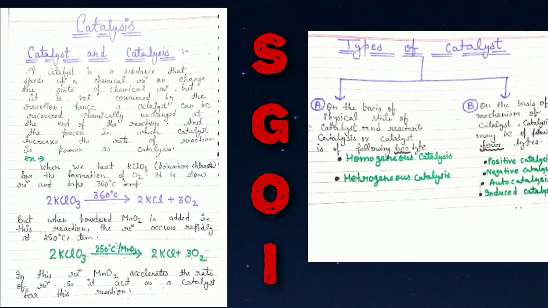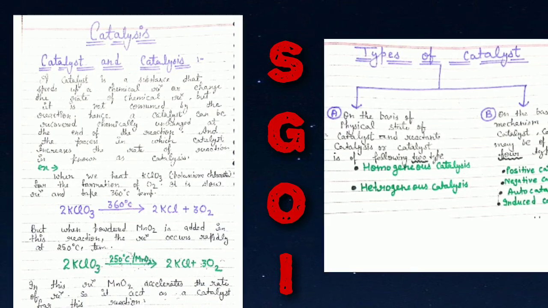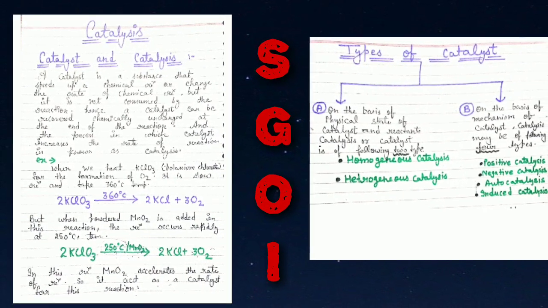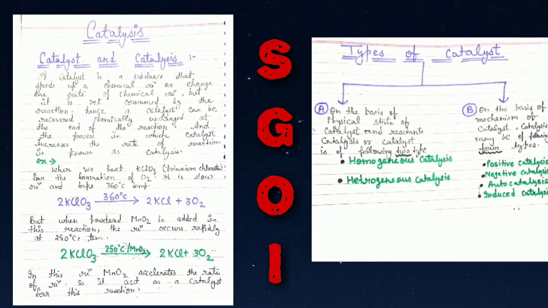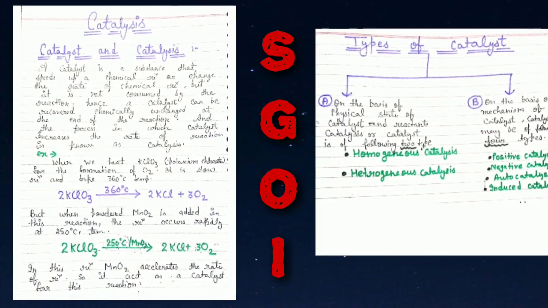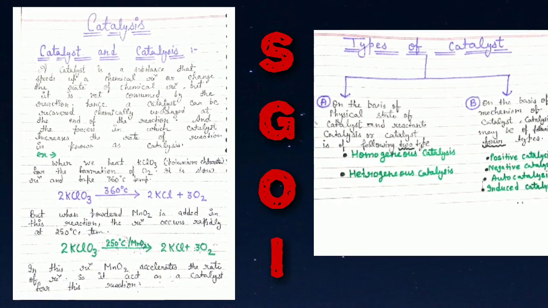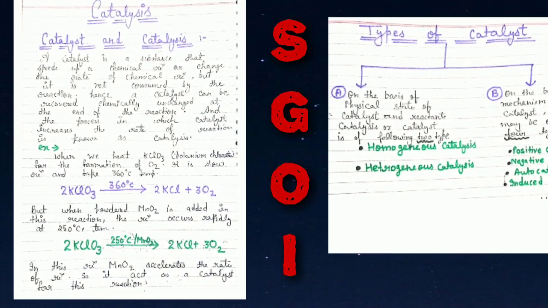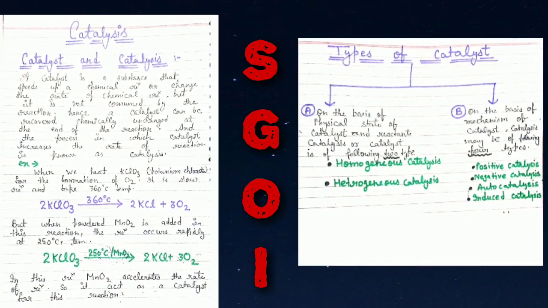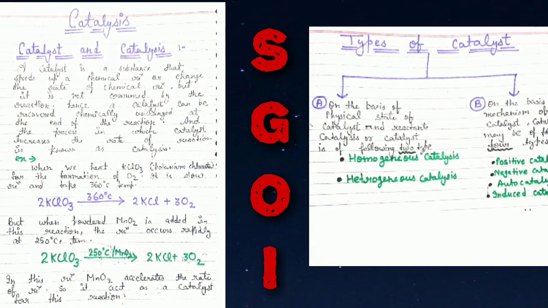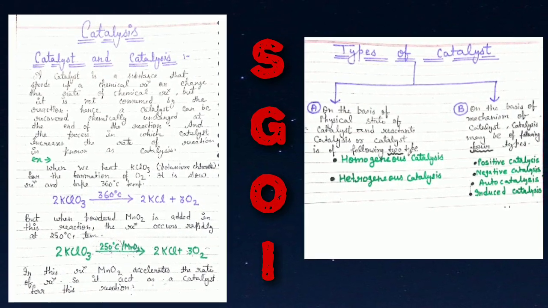Okay. Number three is autocatalyst. Auto means self. When in a chemical reaction, one of the products acts as a catalyst, as the concentration, meaning quantity, of that particular product increases, the rate of reaction increases. For example, hydrolysis of ester. When ester is hydrolyzed in the presence of H plus ion, it gives acid and alcohol.